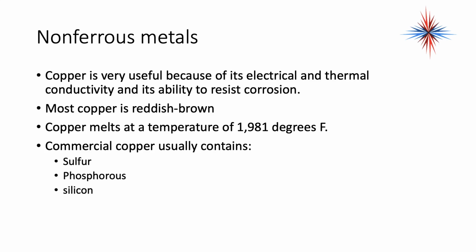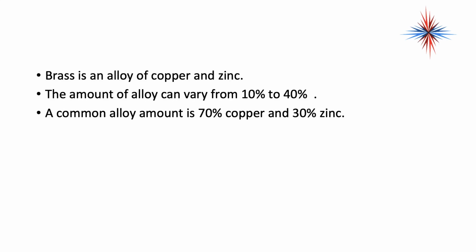Non-ferrous metals we have to talk about as well. Copper is one of our most frequently used, and it's very useful because of its electrical and thermal conductivity and its ability to resist corrosion. Most copper is a reddish brown in color. Copper melts at a temperature of 1981 degrees Fahrenheit. Commercial copper usually contains sulfur, phosphorus, and silicon.